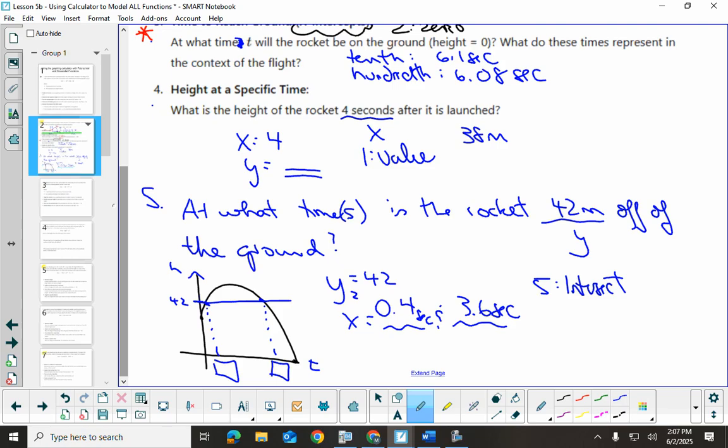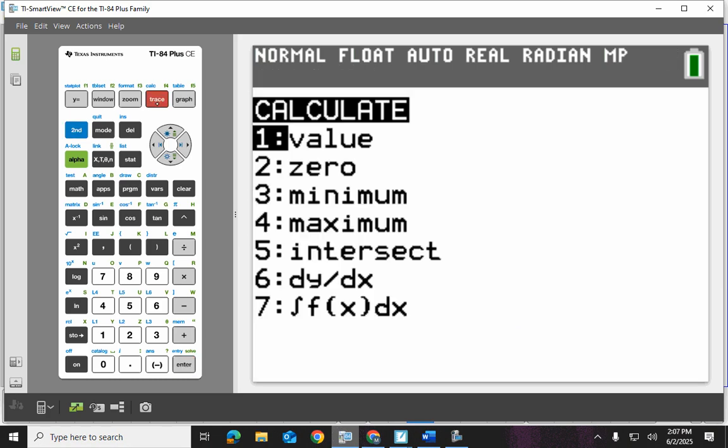So that one question, we pretty much covered all the buttons. The only thing we didn't cover was number 3. Number 3 occurs when you have a valley. When your curve has a bottom, our curve had a top. So if our curve had a bottom, then we would use number 3. Our curve has a top, so we use number 4. Okay?